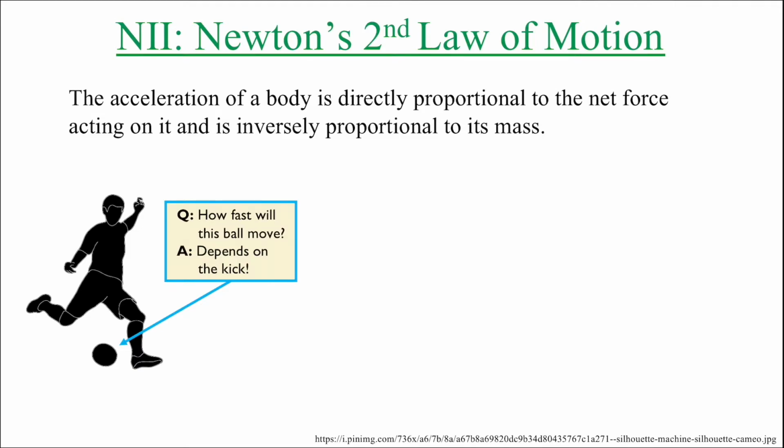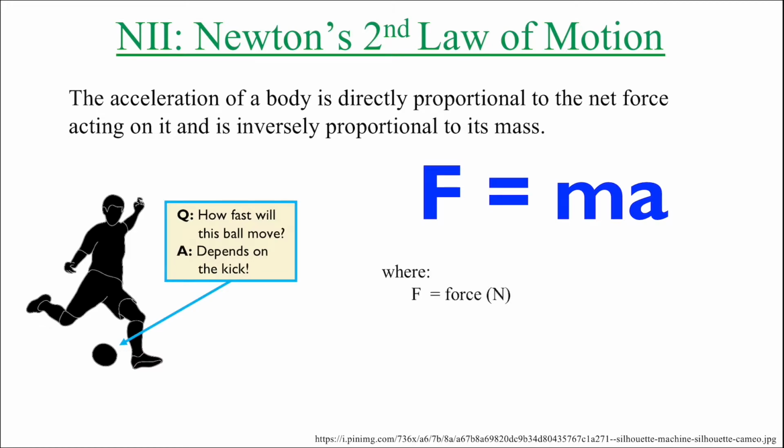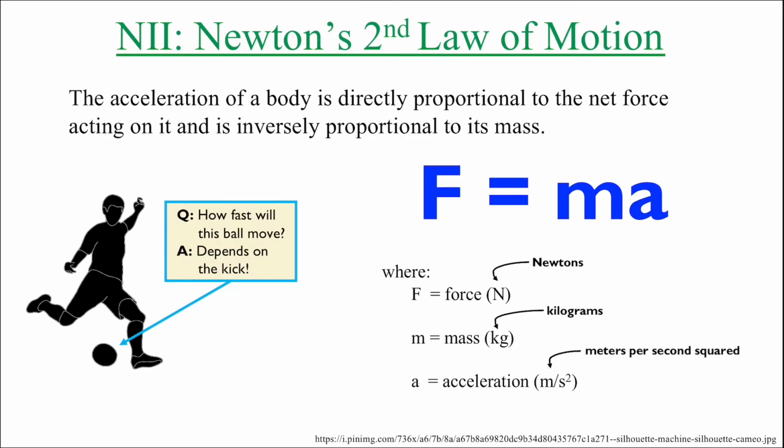Newton's second law is often associated with the equation F equals ma, where F is the force applied in units of newtons, abbreviated with a capital N, m is the mass of the object in kilograms, and a is the acceleration that it experiences under this force in units of meters per second squared.